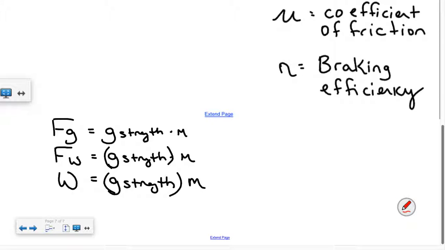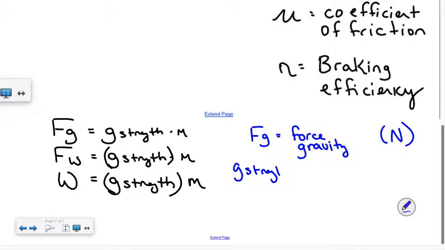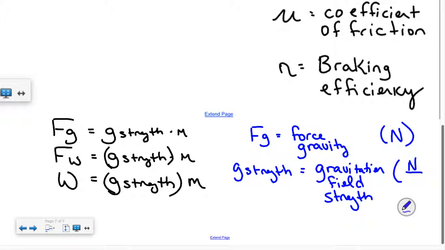Over here to the side, I'm just going to do a quick notation of what the symbols represent. Force gravity, of course, is F sub g. We know the unit for all forces is the same. The unit for forces is newtons. We know that gravitational field strength is that unique value specific to the planet. That comes from the slope of the force gravity mass lab, and the unit for that is a little different. It's newtons per kilogram.